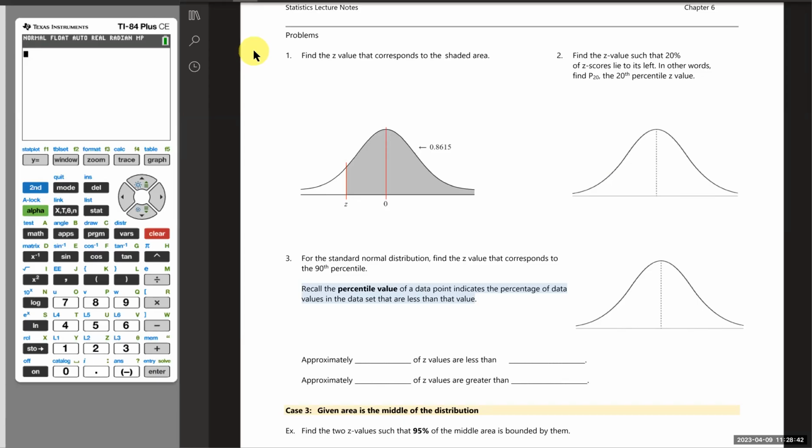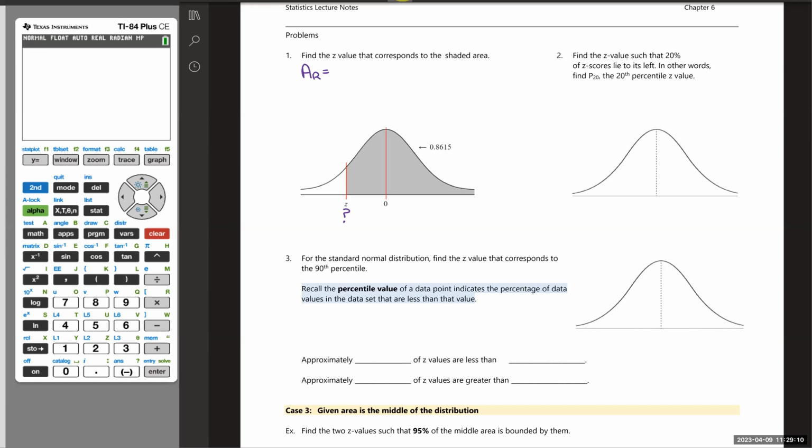We'll take a look at a few more examples now. So problem number 1, find the z-value that corresponds to the shaded area. All right, so we're looking for a missing z-score. So again, I just like to put a little question mark there. So if we're looking for a z-score and they give me the shaded area, in this case, what's shaded is the area to the right of that z-score.